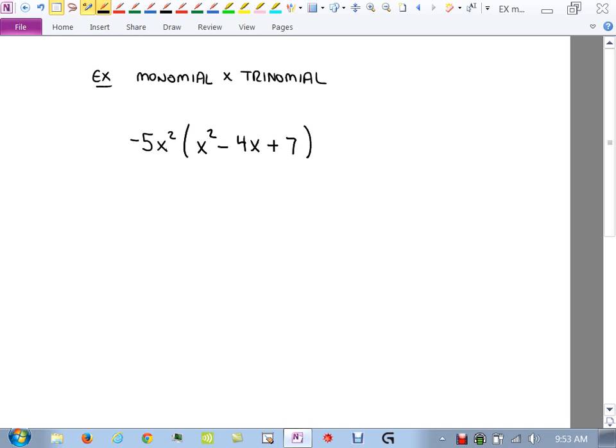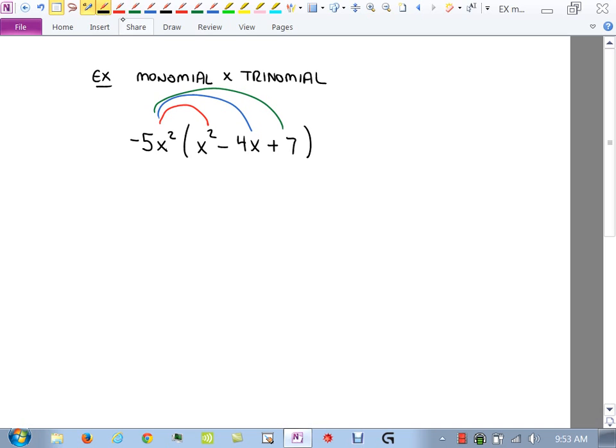So everyone see the trinomial in the parentheses? 1, 2, 3 terms, and then outside, 1 term. So to do this, there's going to be 3 multiplications. 1, 2, 3. Each one of those multiplications is a monomial and a monomial, right? Okay, so let's try it.